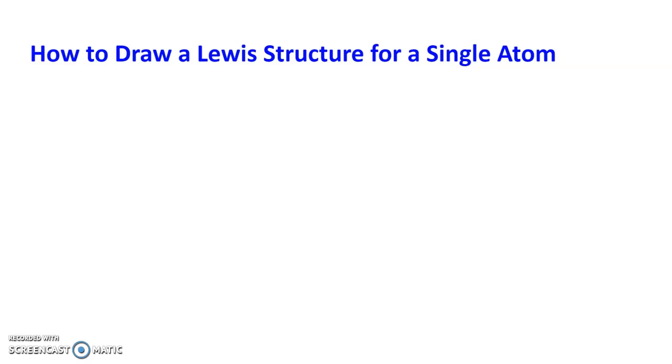So how do we draw a Lewis structure for a single atom? We've got to start with the basics before we can move on to drawing Lewis structures for something more complicated like a molecule. Okay, so here are the steps to follow. First of all, you need to determine the number of valence electrons. And you can do that by looking at your best friend, the periodic table, and seeing which family it's in.